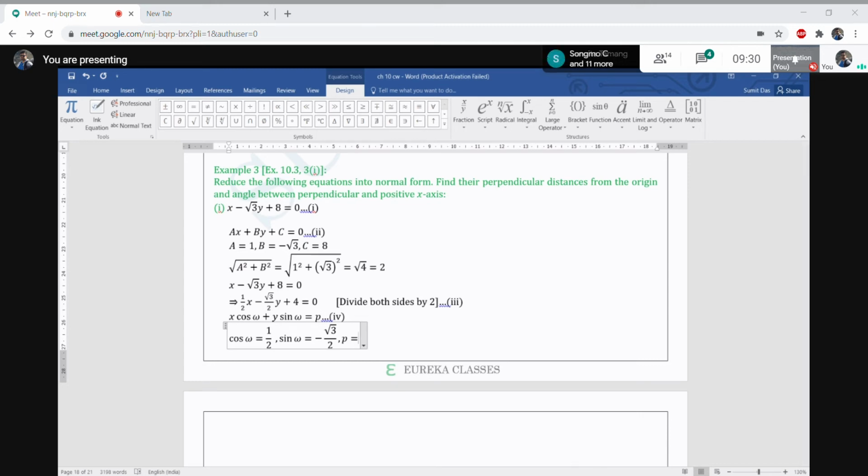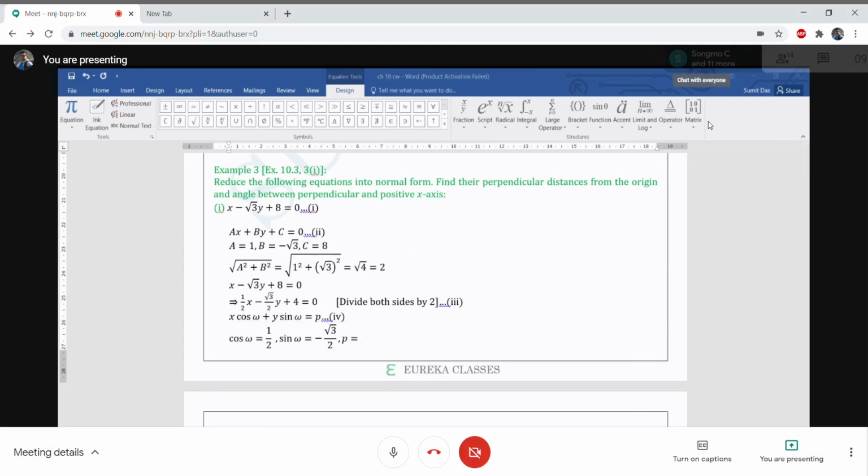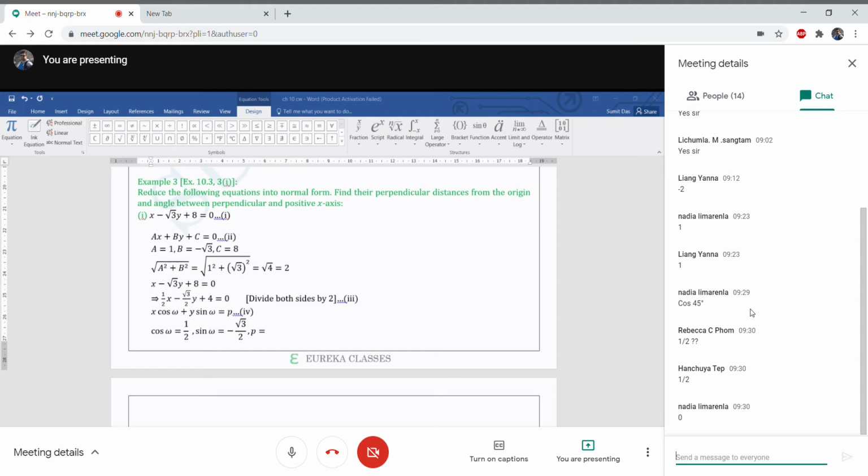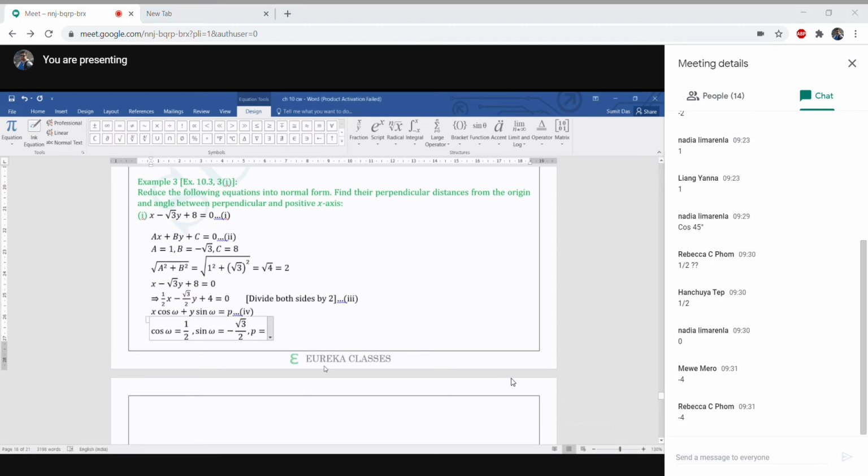Value of p, value of p 0. Okay, anyone else? Anyone else? Value of p? Yes, correct. Value of p is -4.